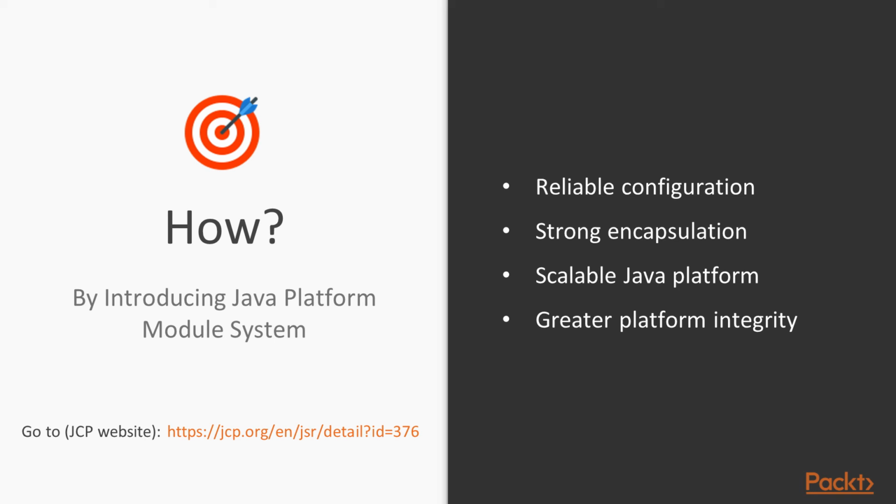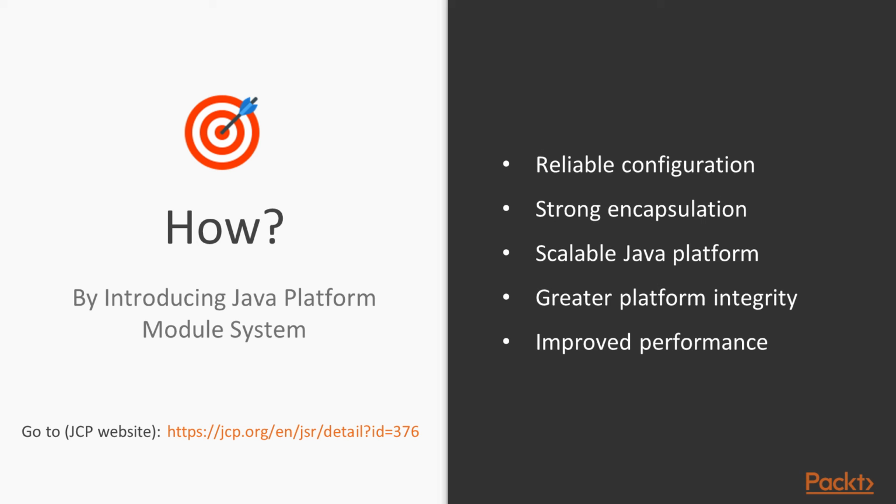Greater platform integrity. Before Java 9, it was possible to use many classes in the platform that were not meant for use by an application's classes. With strong encapsulation, these internal APIs are truly encapsulated and hidden from apps using the platform. One downside of this is that it can make migrating your legacy code to Java 9 problematic.